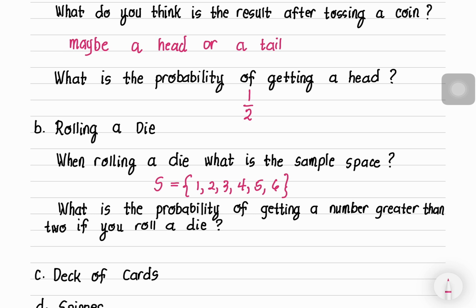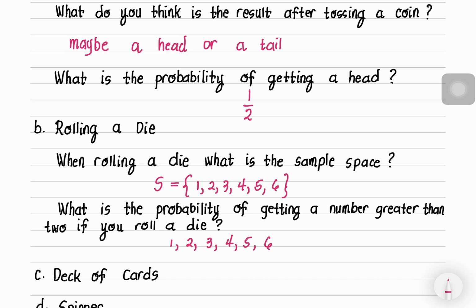Then, what is the probability of getting a number greater than 2 if you roll a die? Okay. So, ang tinatanong, ano yung chance na lumabas ay greater than 2? Of course, the possible outcomes muna ay, di ba, 1, 2, 3, 4, 5, 6, right? Okay. So, what do you think is the answer? Okay. If your answer is 4/6 or 2/3, then you are correct.